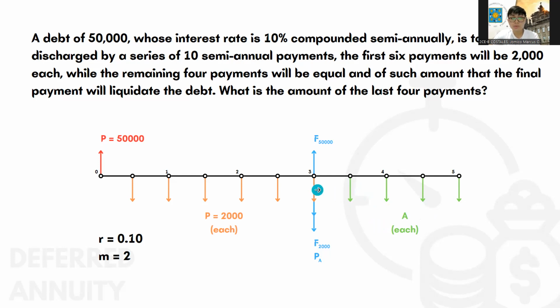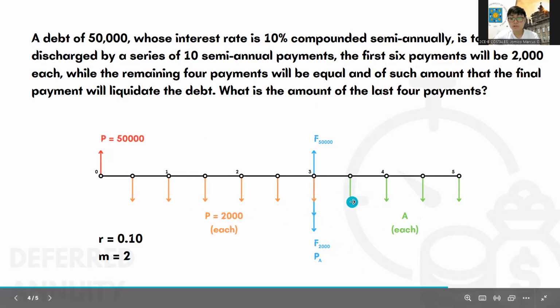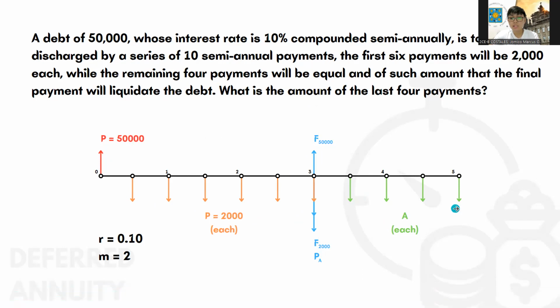With this, we can also determine where the focal point will be. We can say that the future value of the 50,000 debt under compounded interest after 3 years will be located at the end of the 6th payment. And that value will be equal to the future value of the 2,000 payments within the 6th payment period plus the present value of the annuity that needs to be found, which is the last 4 payments.